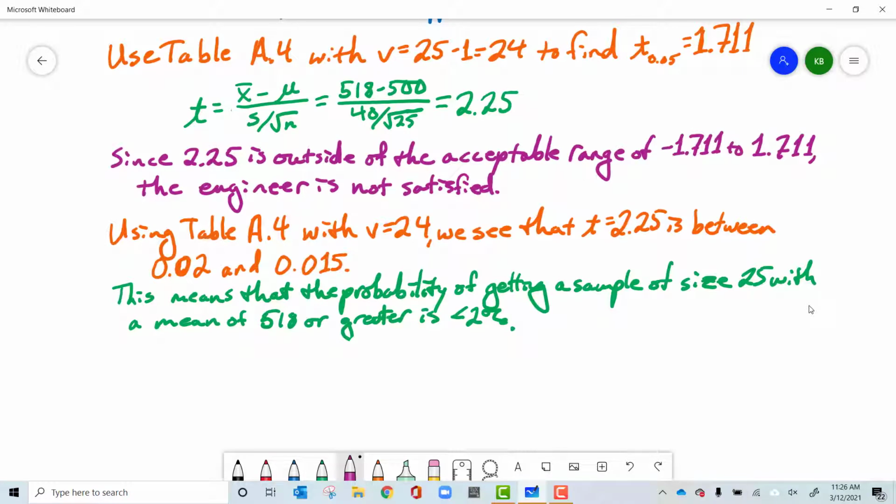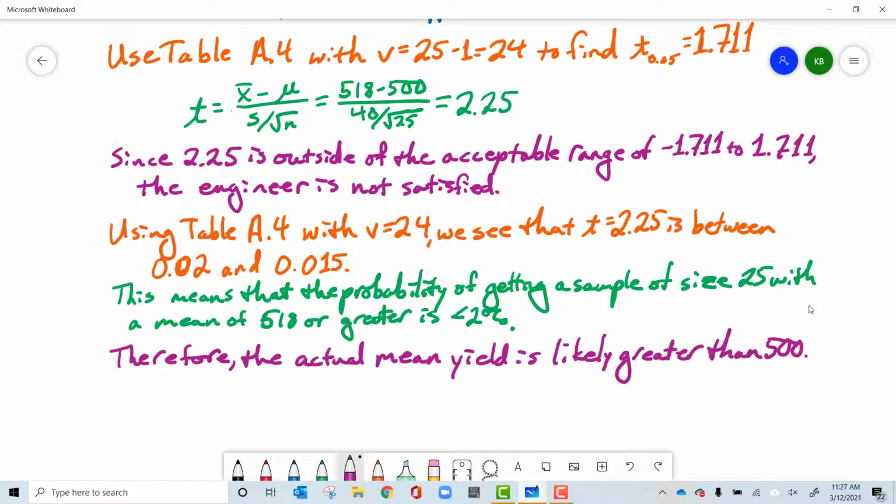So this means that the probability of getting a sample of size 25 with a mean of 518 grams per milliliter, given that our actual population mean is 500 grams per milliliter, getting a sample mean of 518 or greater is actually less than 2%. This is very unlikely to happen. So consequently, the actual mean yield is likely greater than 500. So even though the engineer is not satisfied that the actual mean is 500, he might be happy because the process might be more efficient than he actually believes it to be.